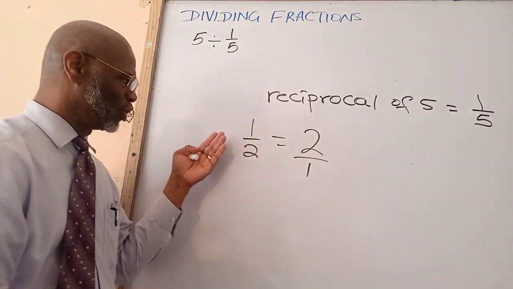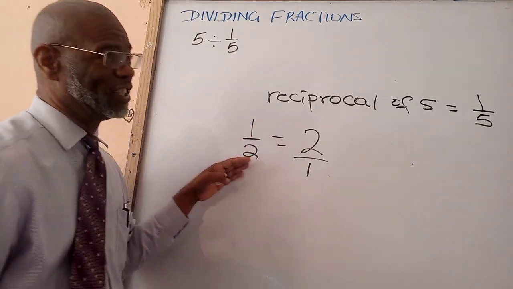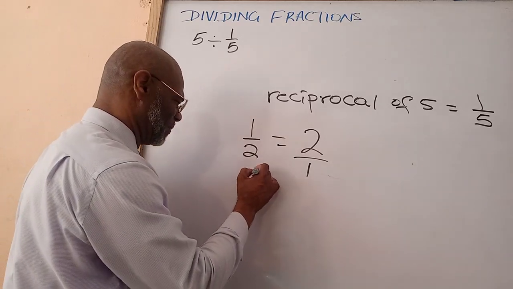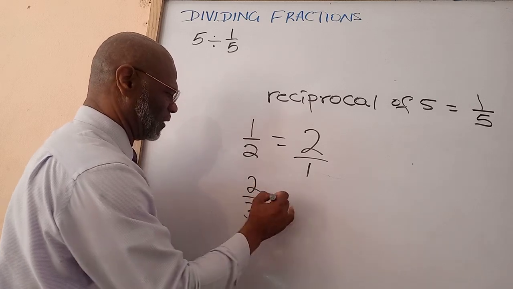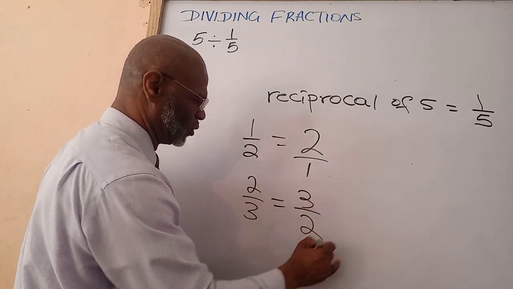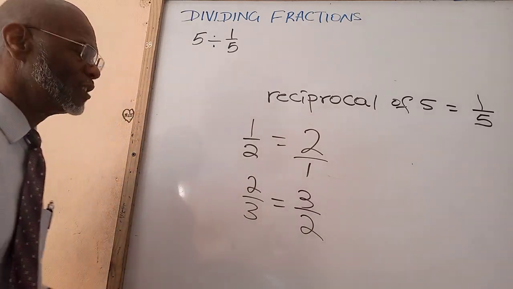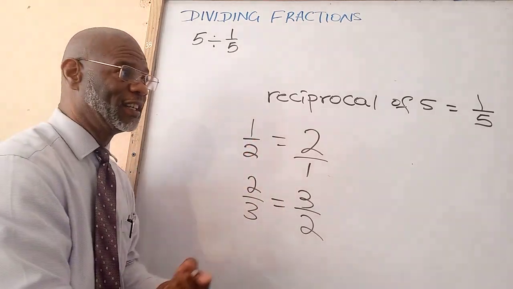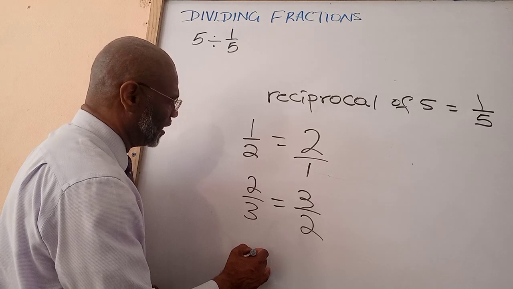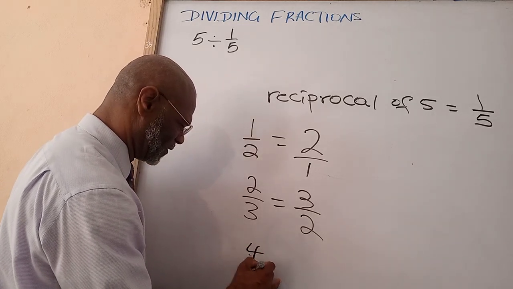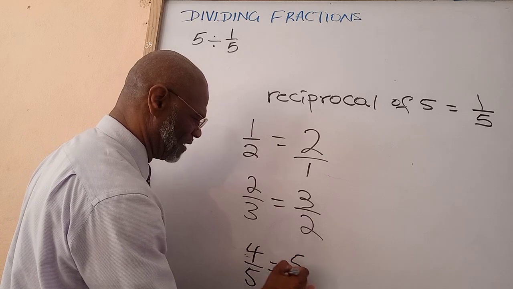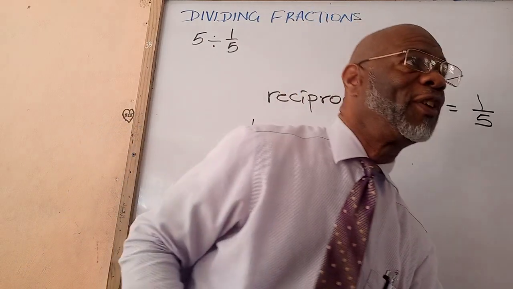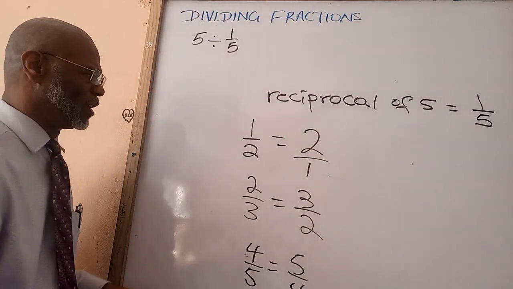Alright, so we exchange the numerator for the denominator and the denominator for the numerator. Now if we have 2/3, the reciprocal of 2/3 is equal to 3 over 2. So notice what we have done is we have flipped the fraction. If we have say 4/5, the reciprocal of 4/5 is 5 over 4. And remember now the reciprocal of a whole number is 1 over the number.